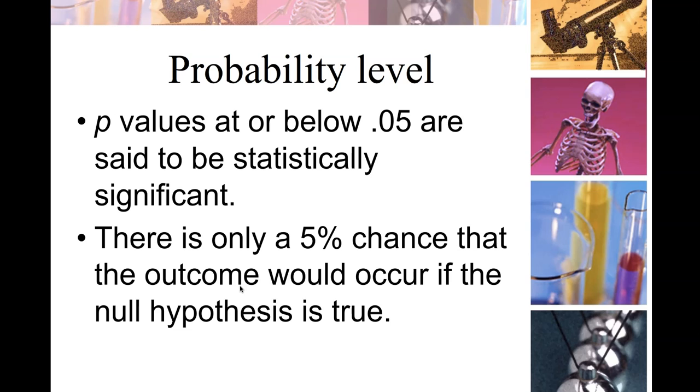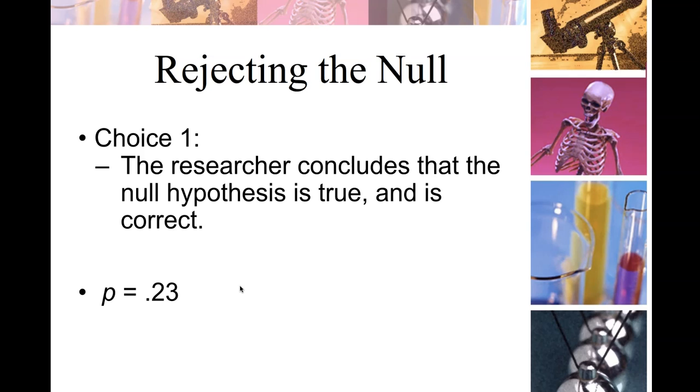So p-values at or below 0.05 are said to be statistically significant, meaning that there's only a 5% chance or less that the outcome would occur if the null hypothesis is true. So there's less than a 5% chance that any differences are random, and if differences are random, that means the null hypothesis is right, that things are the same, but a low p-value tells us things are probably not the same. So that ends up giving us 4 possible outcomes.